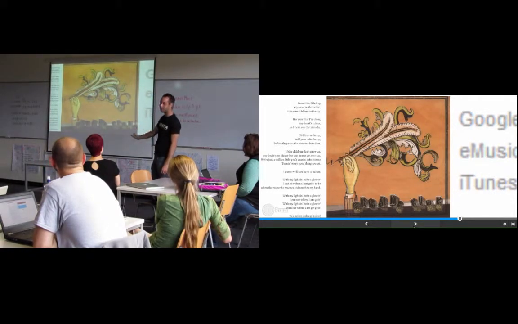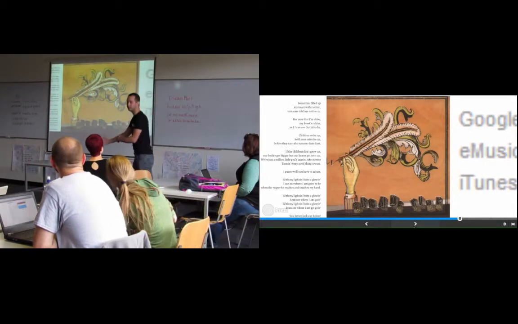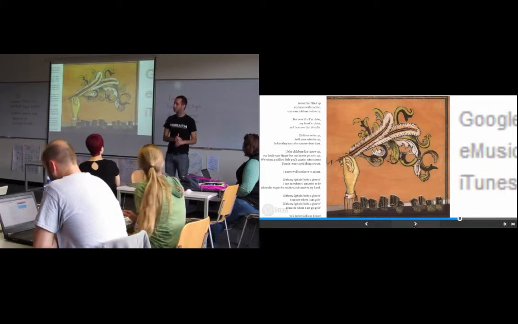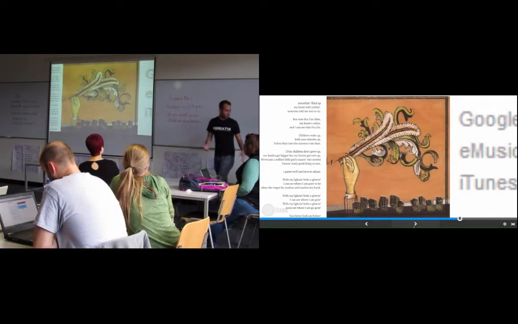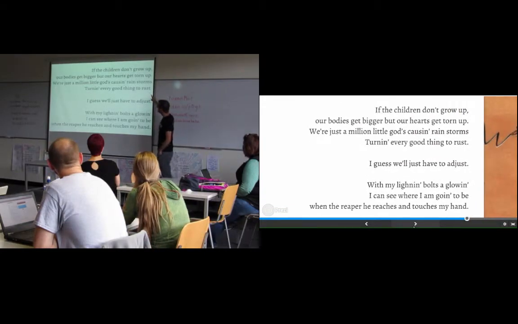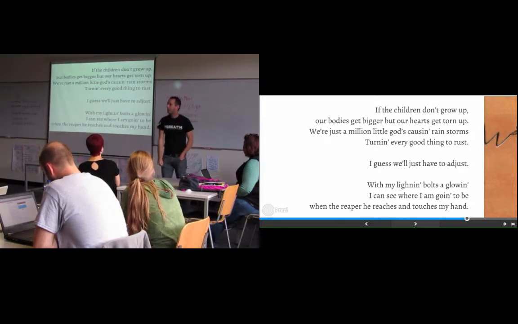Now, it was the length of the song that got me to it, but when I re-listened to the song, and I heard the lyrics, and I heard the tonal shifts in the song, it made so much sense in context. Like lyrics like, we're just a million little gods causing rainstorms, turning every good thing to rust. When the reaper, he reaches out and touches my hand. Slaughterhouse 5 is all about death, dying, destruction.